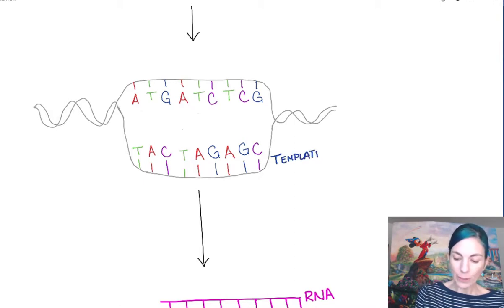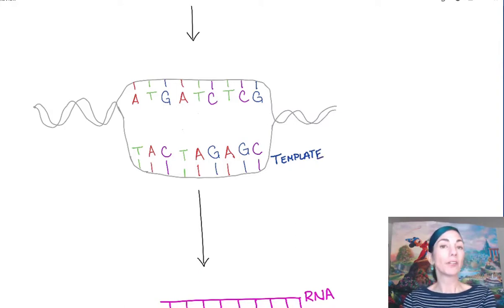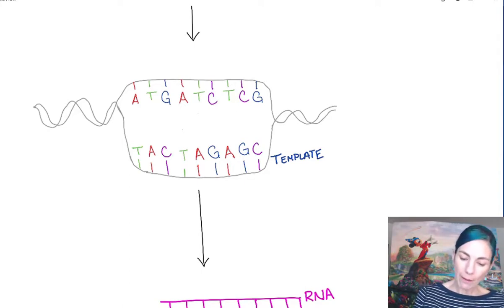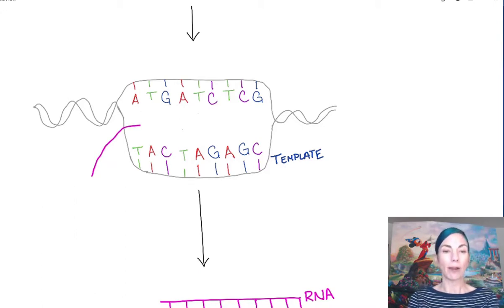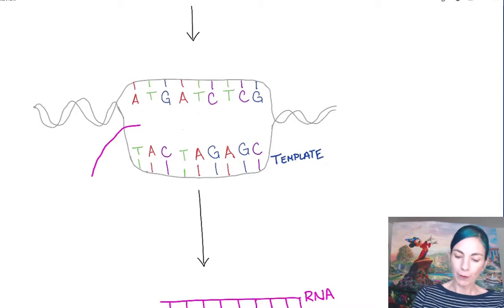For this class, you are not expected to be able to predict which side is the template and which side is the other side, but I do want you to be aware of the fact that typically RNA polymerase only reads one side. And in this example, it's going to be the bottom side. So RNA polymerase is going to come up here and we're going to start synthesizing RNA based on these base pairing rules. So remember, just rewrite them here real quick.